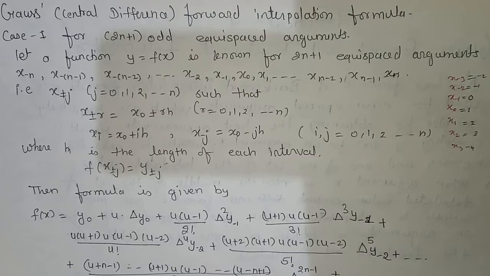Actually, these are the methods for finding central difference. The first one is the Gauss forward difference method. Here we have the formula for odd equispaced arguments.